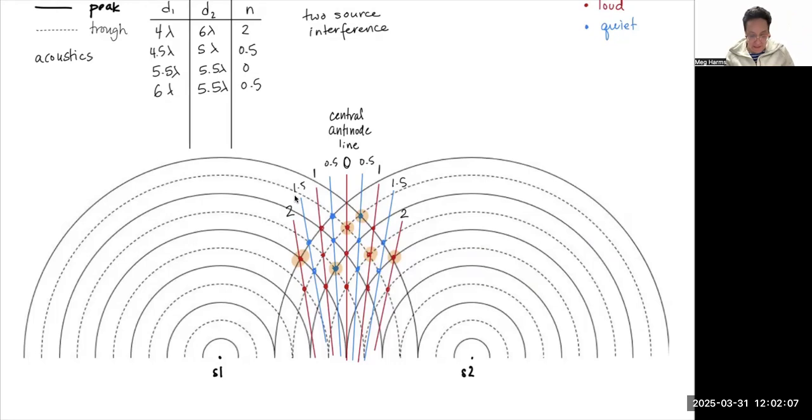And then finally, that last one over here on line 2, we are 1, 2, 3, 4, 5, 6 wavelengths from speaker 1, and 1, 2, 3, 4 wavelengths from speaker 2. We are on line 2.